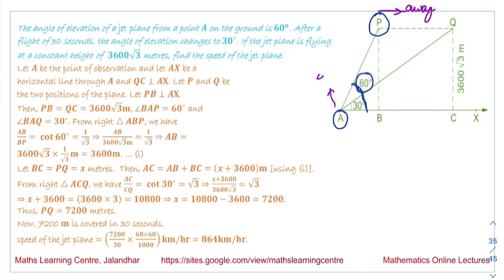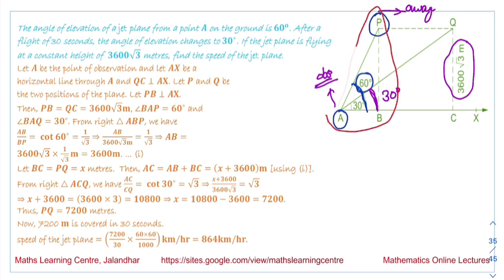This is the observation point. It means it is moving away from the observer, and the new angle of elevation is 30 degrees. If the jet plane is flying at a constant height of 3600 root 3 meters, we have to find the speed of the jet plane. So we are considering first the triangle ABP.